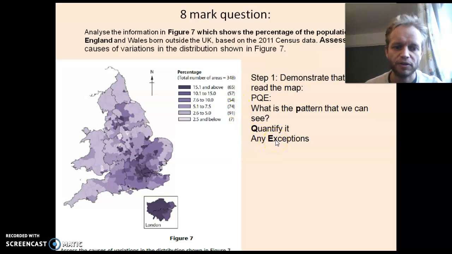So this paragraph at the start of your answer is probably going to be three lines. It doesn't need to be a huge amount of detail, but just shows to the examiner that you can pick out some patterns and use statistics from the map.